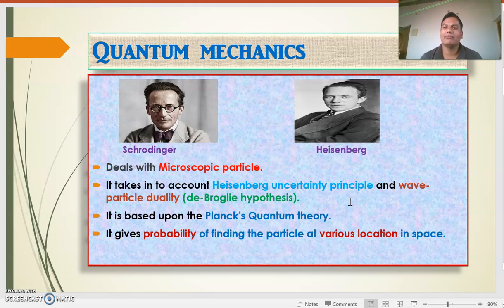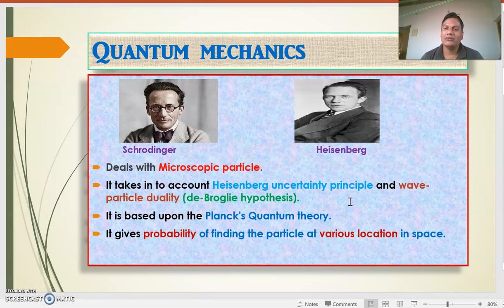So that is nothing but, first one is Heisenberg's uncertainty principle and second one is wave particle duality, that is nothing but de Broglie's hypothesis, which will be studied in the next two slides. So it is based upon Planck's quantum theory. Classical was based on Maxwell's electromagnetic theory, but quantum mechanics totally depends upon Planck's quantum theory. That means the famous equation E is equal to h nu given by Planck, which also created a large change in classical theory.